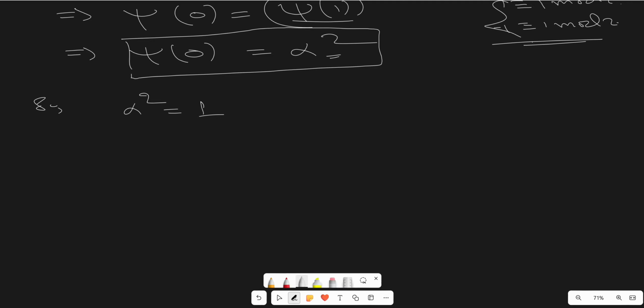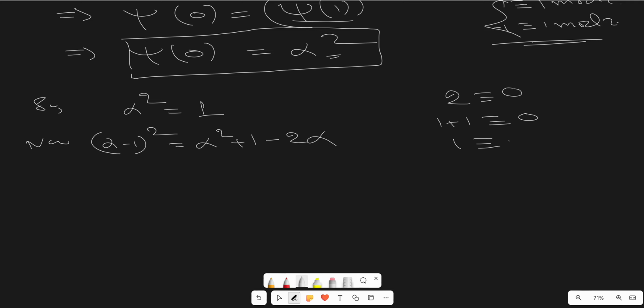Alpha square should be equal to 1, right? So now, alpha minus 1 whole square, what is that? Actually this is alpha square plus 1 minus 2 alpha. So what is plus 1? Plus 1 is basically nothing but -1, because 2 is equivalent to 0, 1 plus 1 is equivalent to 0, that means 1 is equivalent to -1. Are you getting my point? In Z2, in a field of characteristic 2, they are all equal.